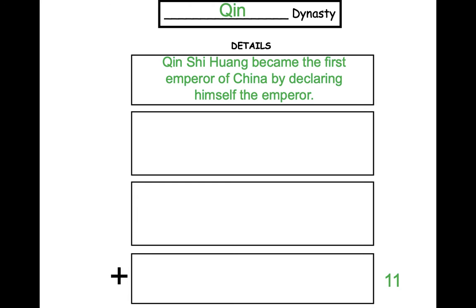This is essential. Remember, during the period of the Warring States following the Zhou dynasty, he was one of the kings, and he then said, I can do this all by myself. And he didn't ask permission. He didn't wait for someone to say, yeah, you should be emperor. He just declared himself. He said, I am the emperor.